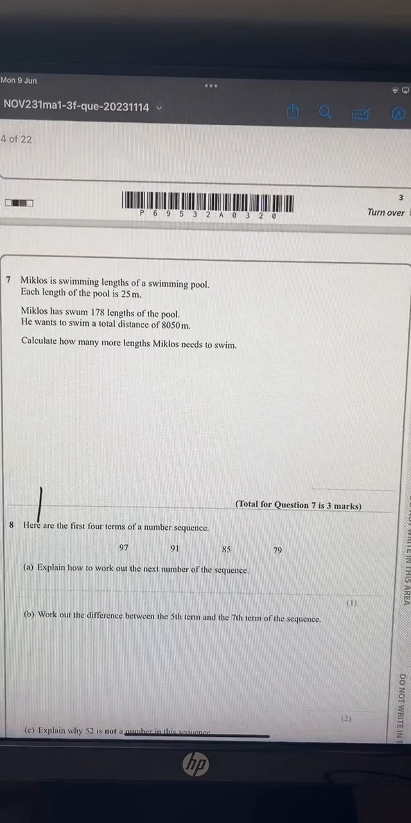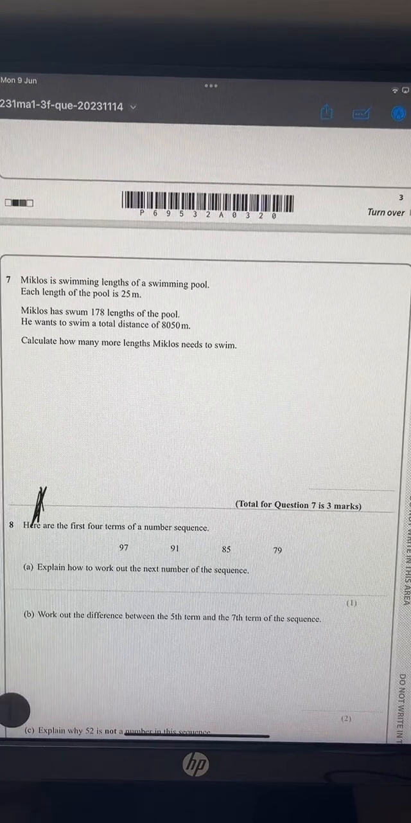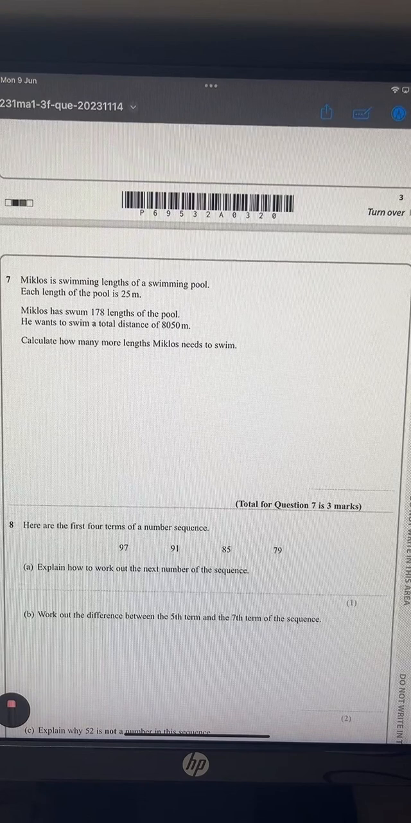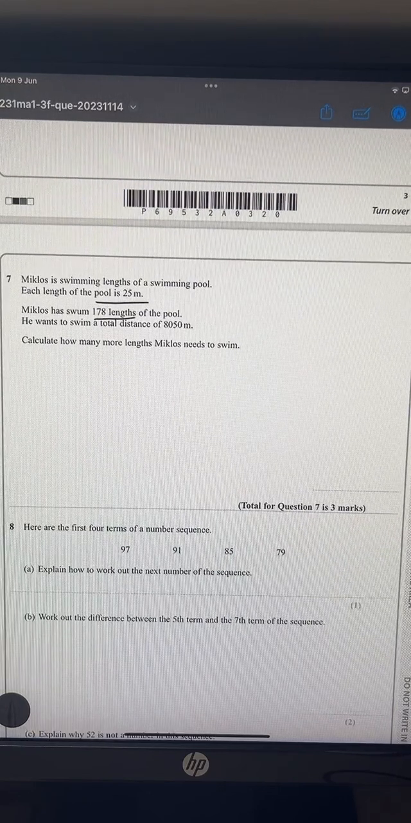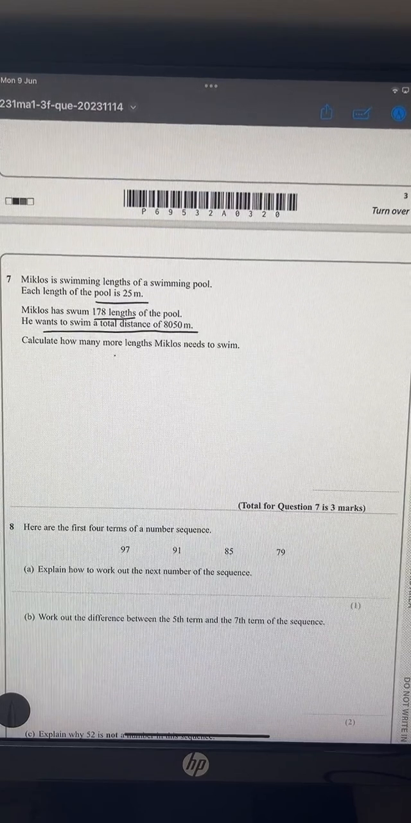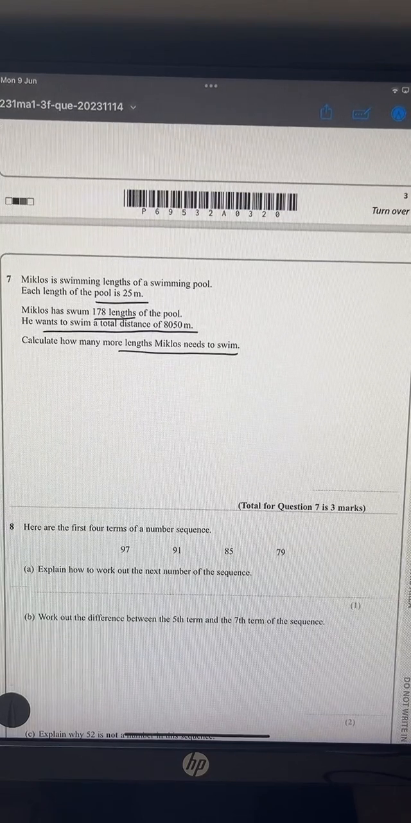All right, cool. So Miklos is swimming lengths of a swimming pool. Each length of the pool is 25 meters. Miklos has swum 178 lengths of the pool. That is insane. He wants to swim a total distance of 8,050 meters. Calculate how many more lengths he needs to swim. For this question, I want you to imagine you are this Miklos guy who is probably on steroids, swimming 8,050 meters in that pool, which is insane.